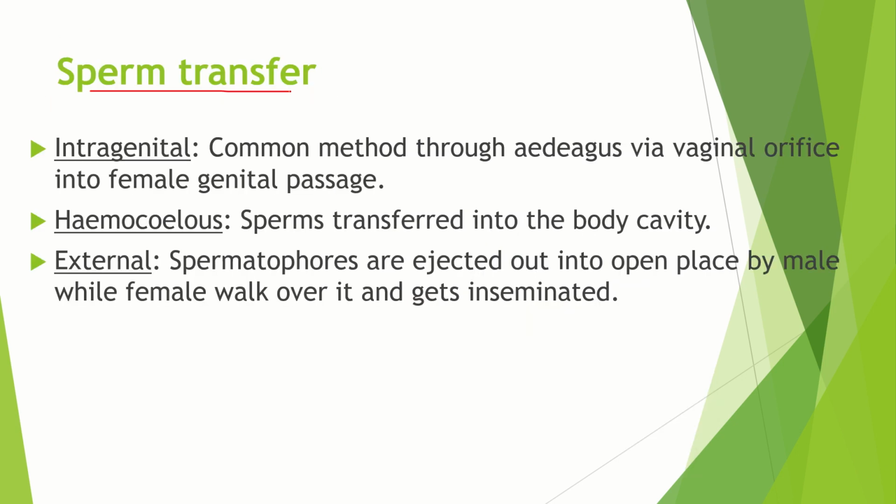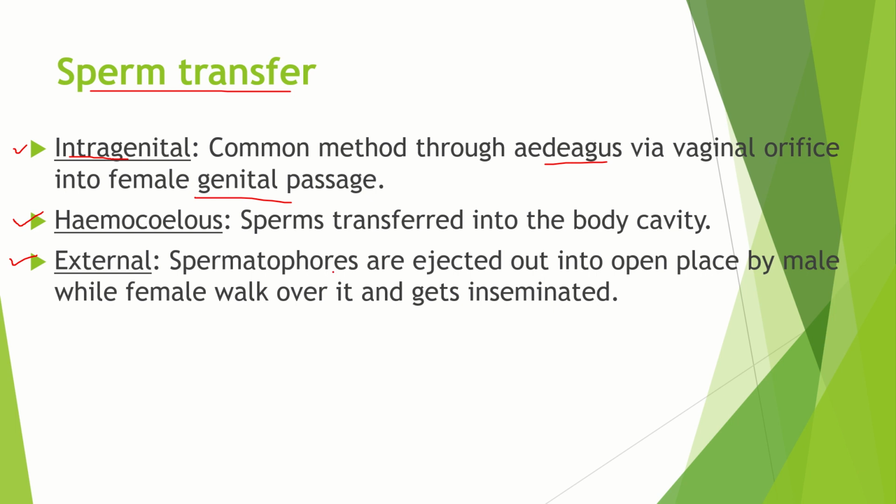Okay. Next is sperm transfer: how the male insect transfers their sperm. One is the intragenital process, another is the hemocoelic process, another is the external process. What is the intragenital process? In this process, the common method, sperm is transferred through the aedeagus via the vaginal orifice into the female genital passage.